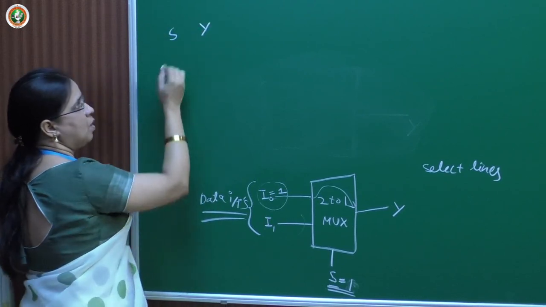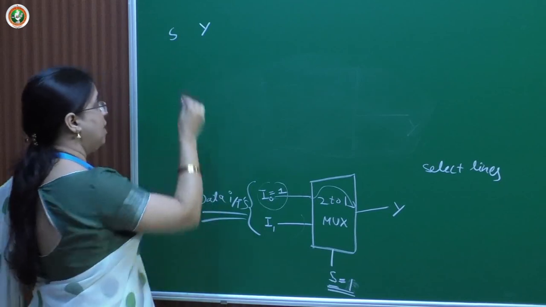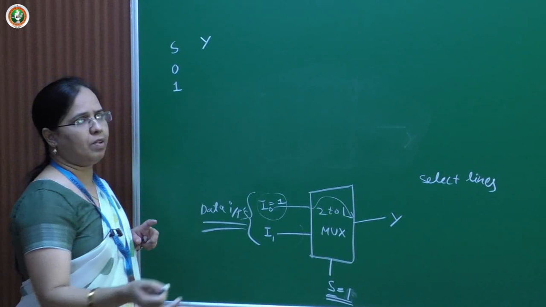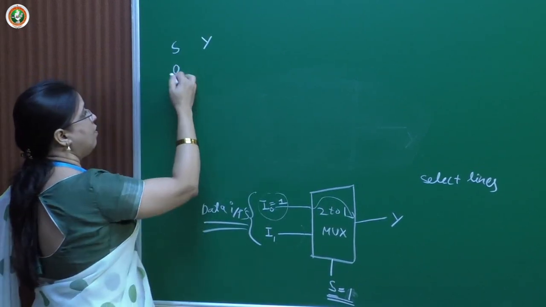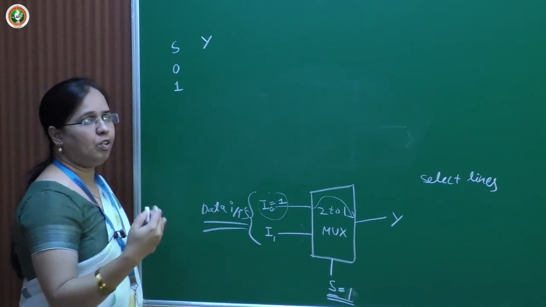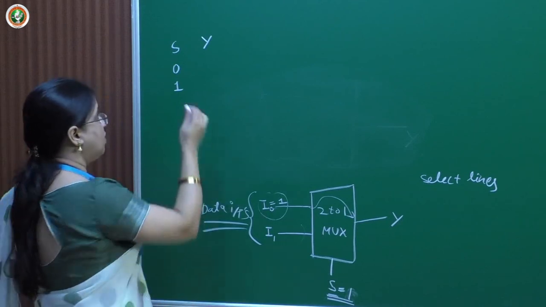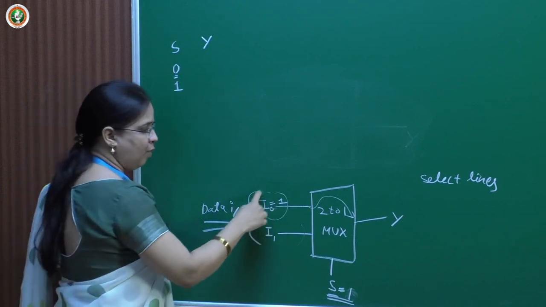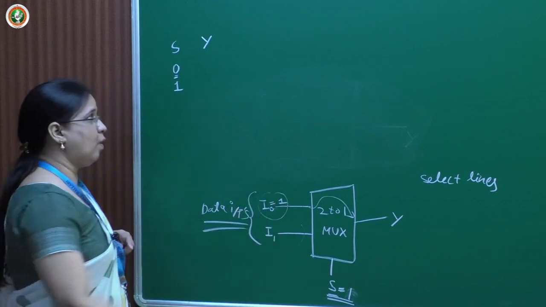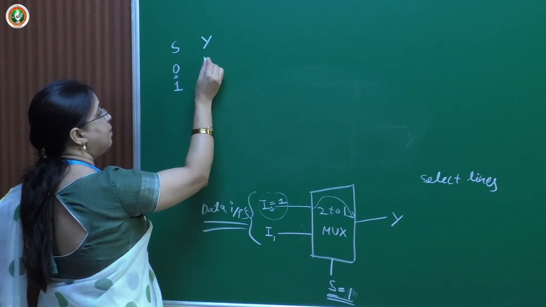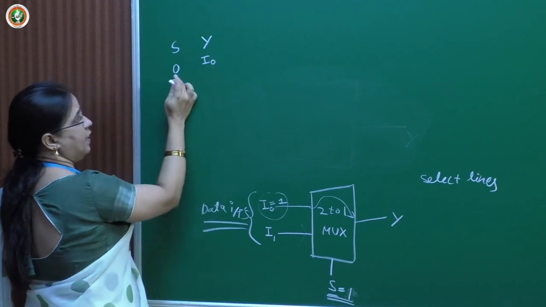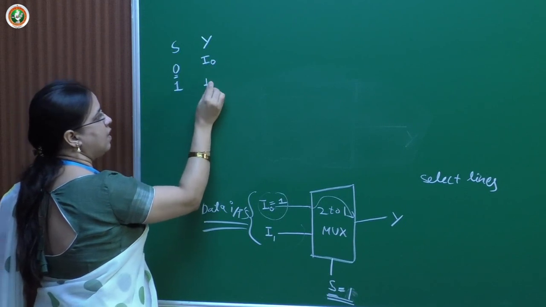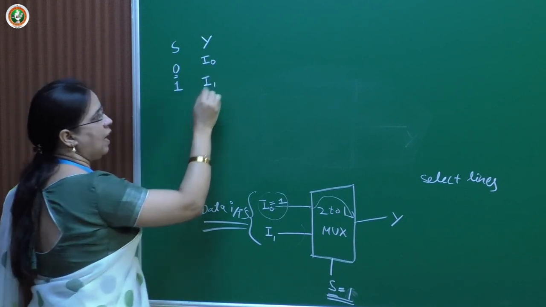So how many values are possible for S? As I said, the first value is 0, the second value is 1. It is like a normal truth table. Whenever I have only one input variable, I will have 2 power 1 rows, that is 2 rows. Now, when S value is 0, I want to get I naught as output, so we make the entry as I naught. If S is 0, I will get Y as I naught. If S is 1, I am going to get Y as I 1.